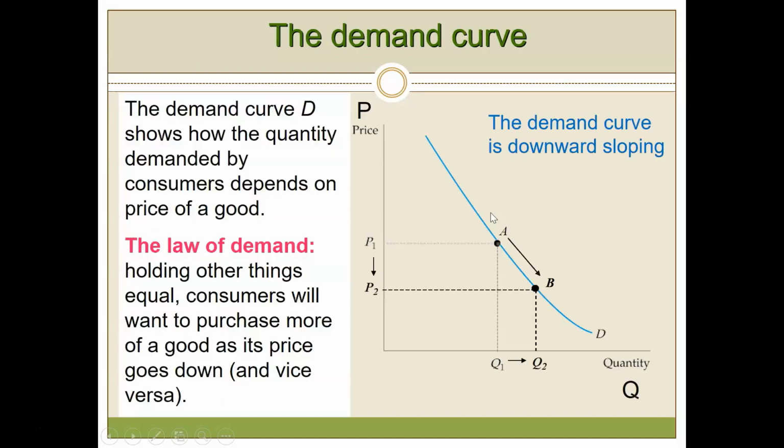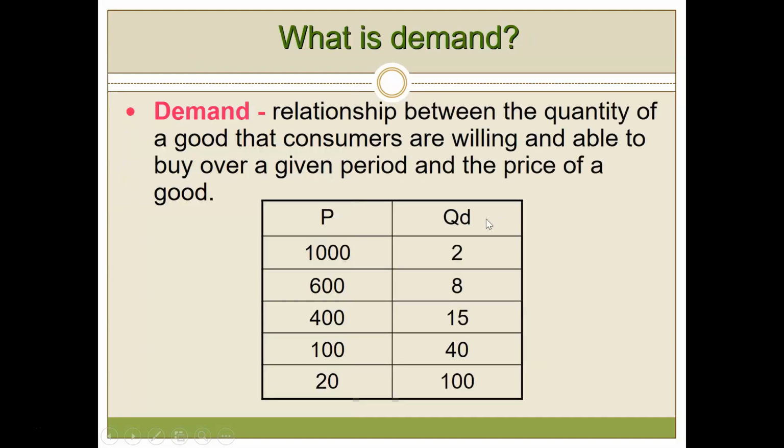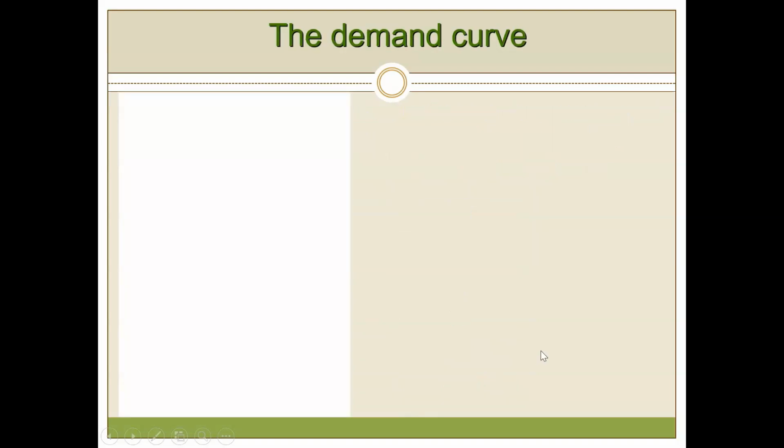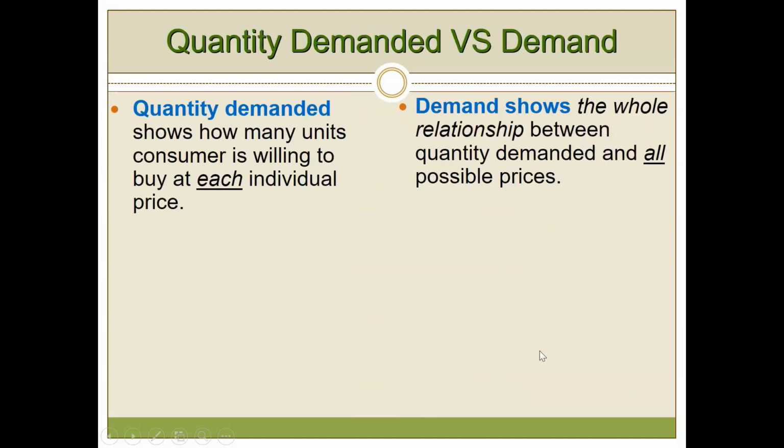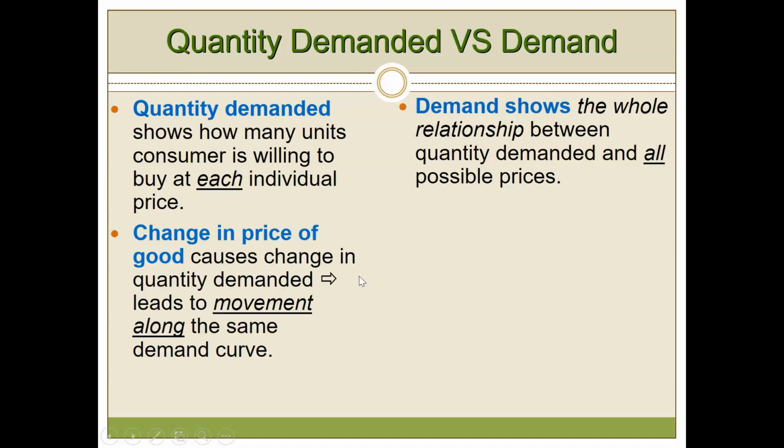If we come back to the previous slide, which we've had already, our table, so quantity demanded is a single number. For each individual price, we will have a single number. This is quantity demanded. It's a single unit, single figure. While demand is the whole table, the whole relationship between all possible prices and all possible quantities. Why is it important? It is important to distinguish between demand and quantity demanded because changes in these variables will affect the demand curve differently.